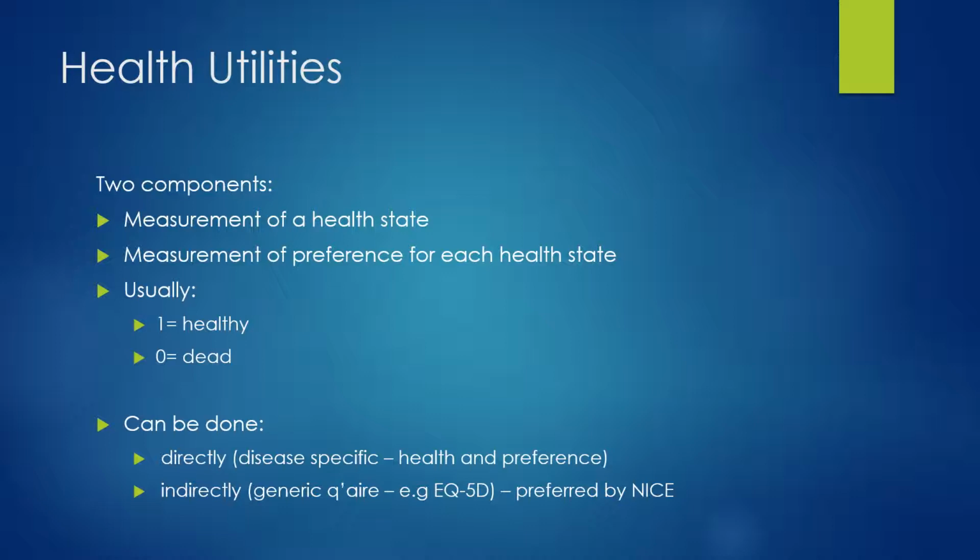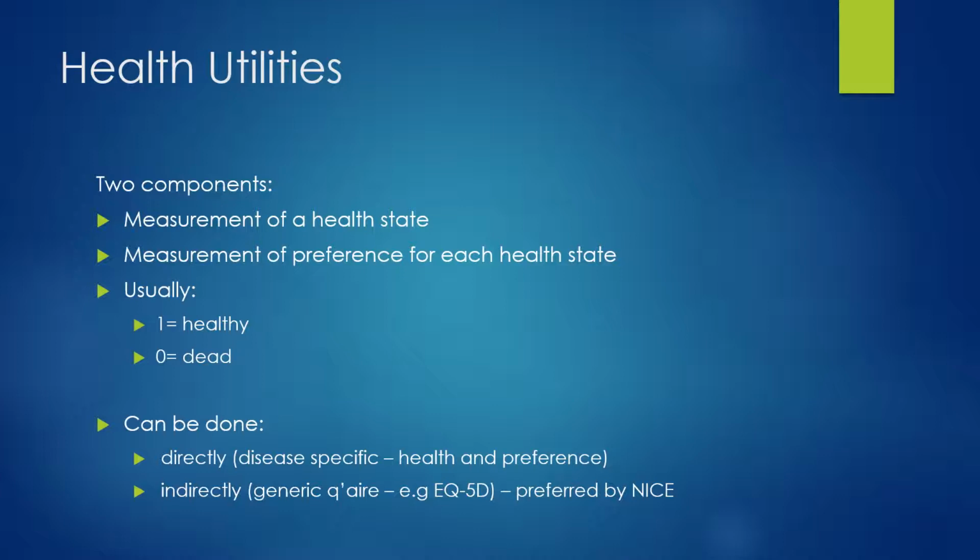This is slightly complicated, but let me try to break it down as easily as I can. Quality of life is a very subjective term, right? In its broader sense it has two components: a measurement of a health state, whatever health state a person is at that particular time, and then a measurement of a preference for each of those health states.